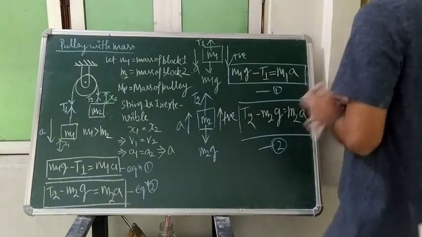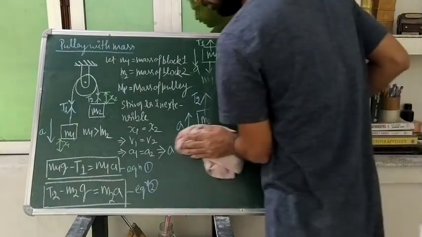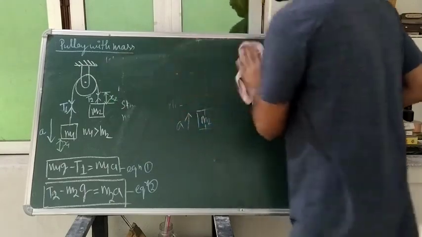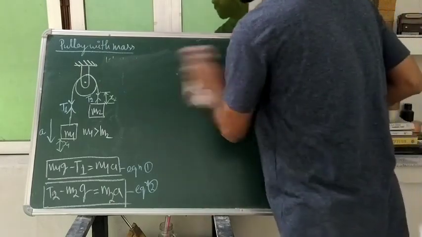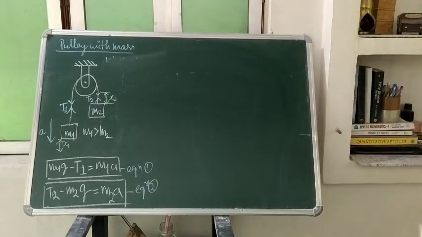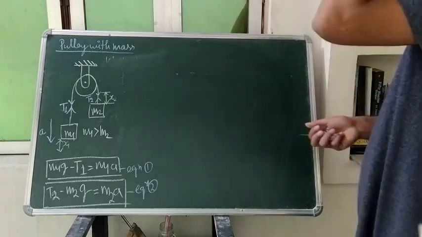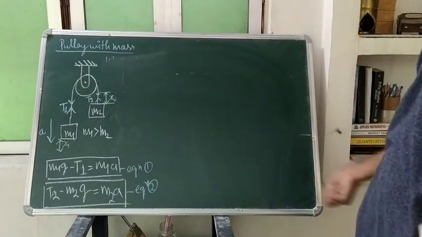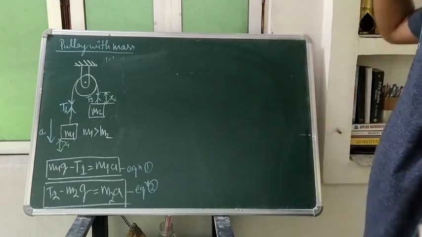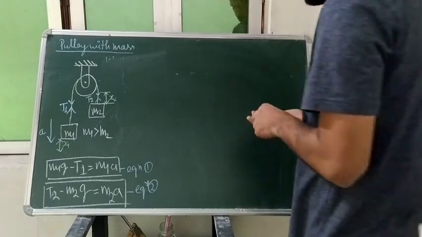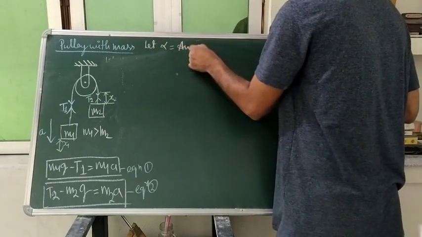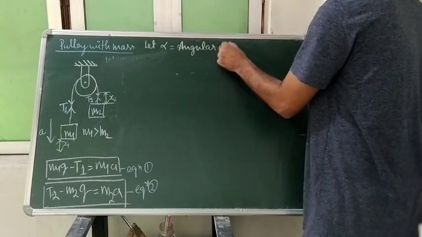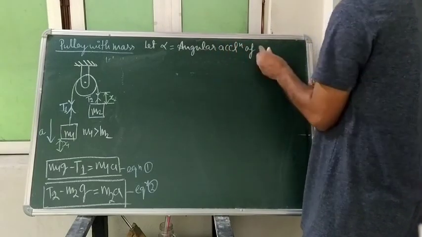Now I am going to rub this. This we have seen. Of course, T1 and T2 will be different because of the mass of the pulley. Now we say, let alpha be the angular acceleration of the pulley.